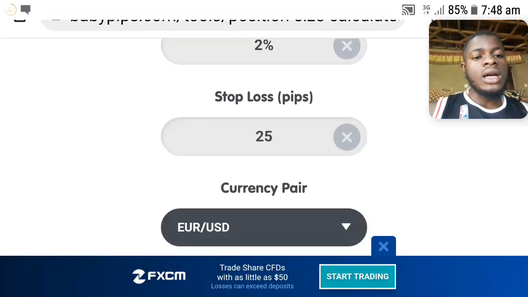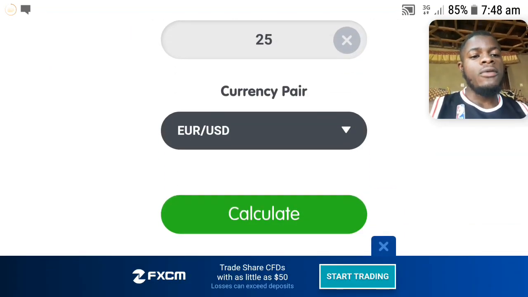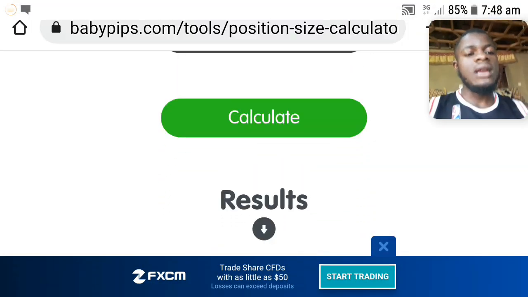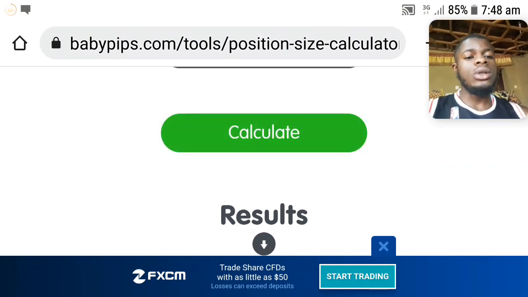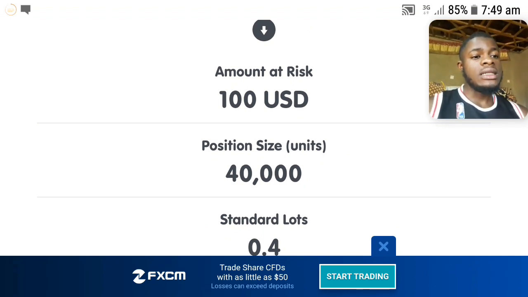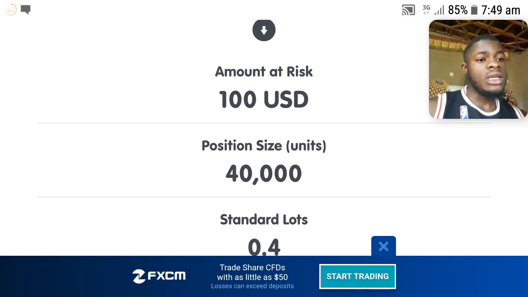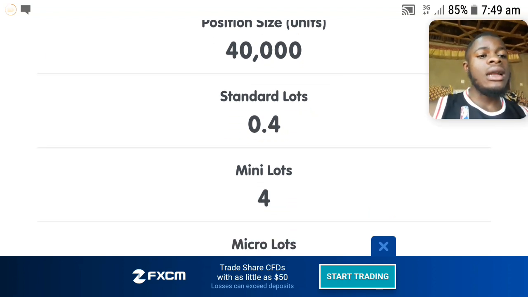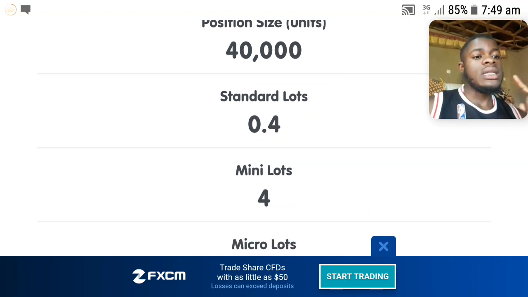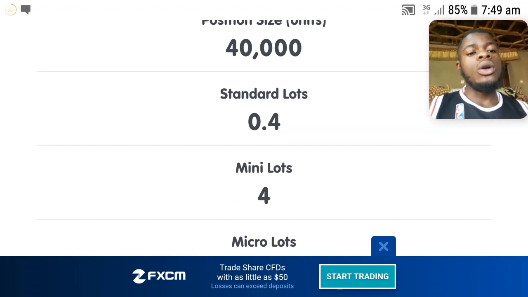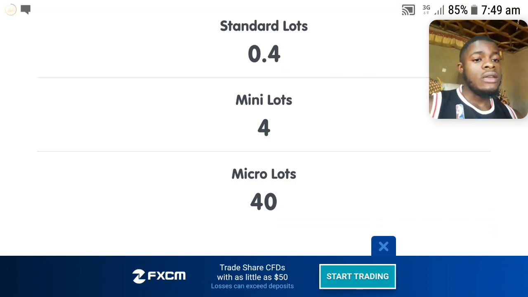Then they're going to ask what your currency pair is. For me, I trade GBP/USD, so I'll be taking GBP/USD. After that, you just hit calculate. When you hit calculate, this is the amount you're risking. On the $5,000, when I'm risking 2%, it means I'll be risking $100 per trade, and my position size is going to be 40,000 units. On a standard lot, that means I'll use just 0.4. But on a mini lot, I'll use 4 mini lots.